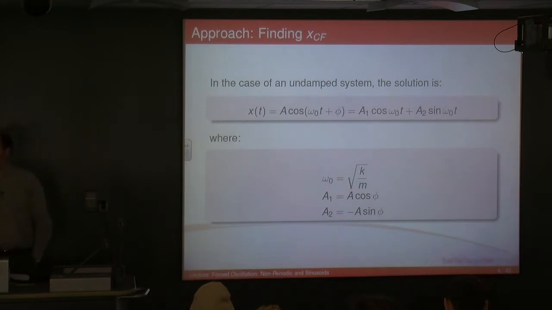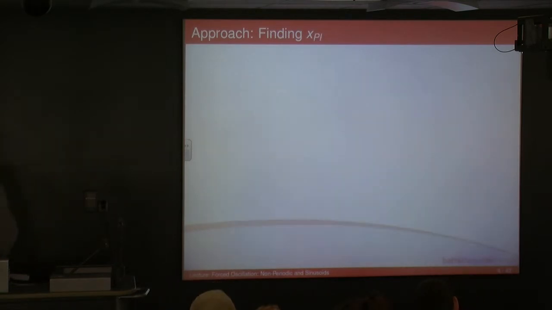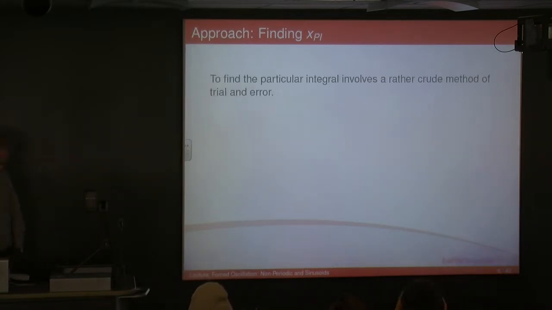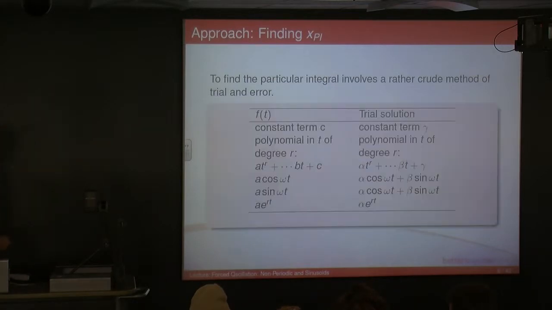Okay, straightforward. Right, XPI. Now to find XPI, the particular integral, it's quite a crude method of trial and error. What you do is you look at the force that's being applied. That'll be a certain function, and your particular integral is going to be of the same form as that forcing function. I've got a little table here, and the table's in your notes. Basically, if your force is a constant term, then you make a trial solution that's a constant term, and you solve for what the unknown is.